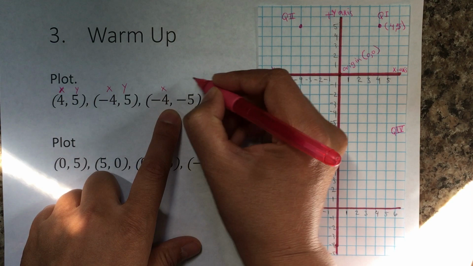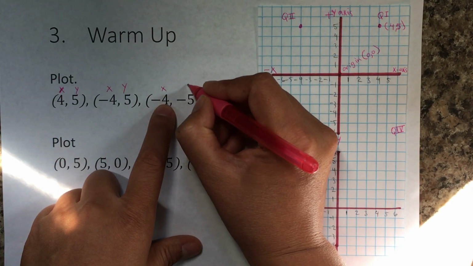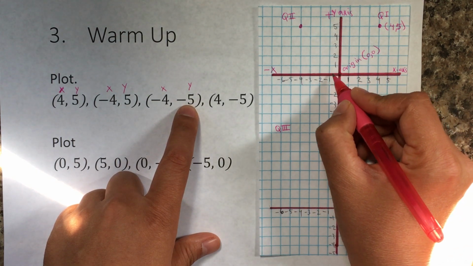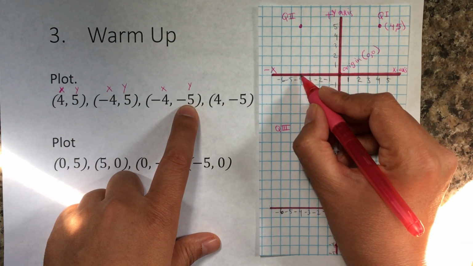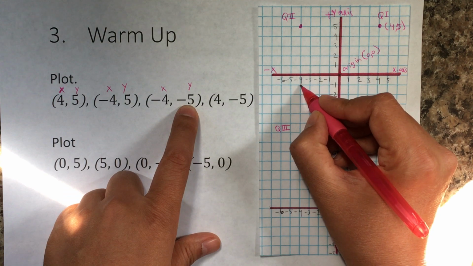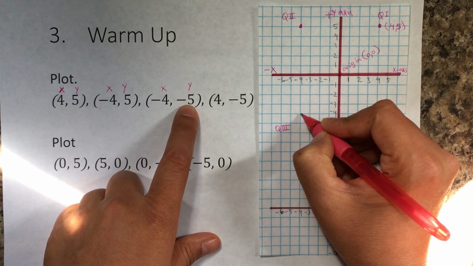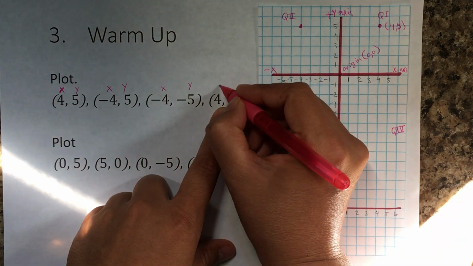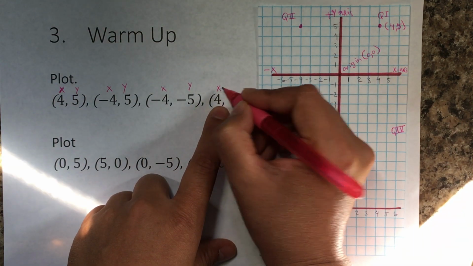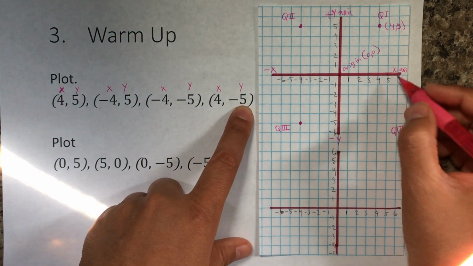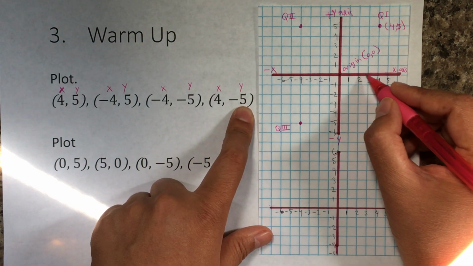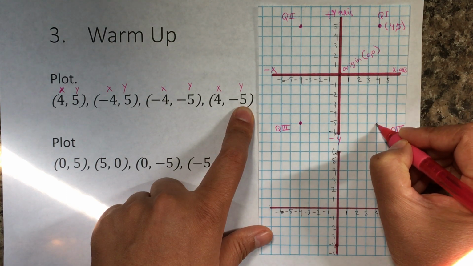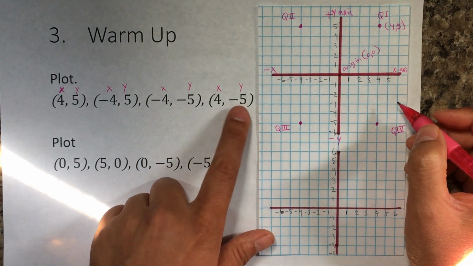The next one is negative 4 on X, negative 5 on Y. So it's going to be negative 1, negative 2, negative 3, negative 4. And then negative 1, negative 2, negative 3, negative 4, negative 5. The point is right there. And finally, positive 4 for X, negative 5 for Y. So it's 1, 2, 3, 4. 1, 2, 3, 4, 5. Since it's negative, we go down.